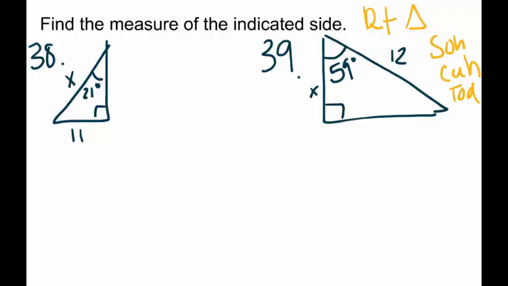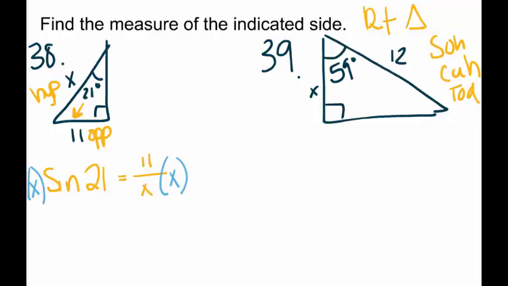So let's see here. I'm trying to find side X on 38. That is definitely the hypotenuse. If everything's based off that 21, I'm given the opposite side. So opposite and hypotenuse, I'm going to be using sine of 21 is 11 over X. Even though the X is the piece on the bottom, I still need to get rid of this fraction, so I'm going to multiply by X on both sides. So I get X sine of 21 equals 11. And I need to get the X by itself, so I'm going to divide by sine of 21.